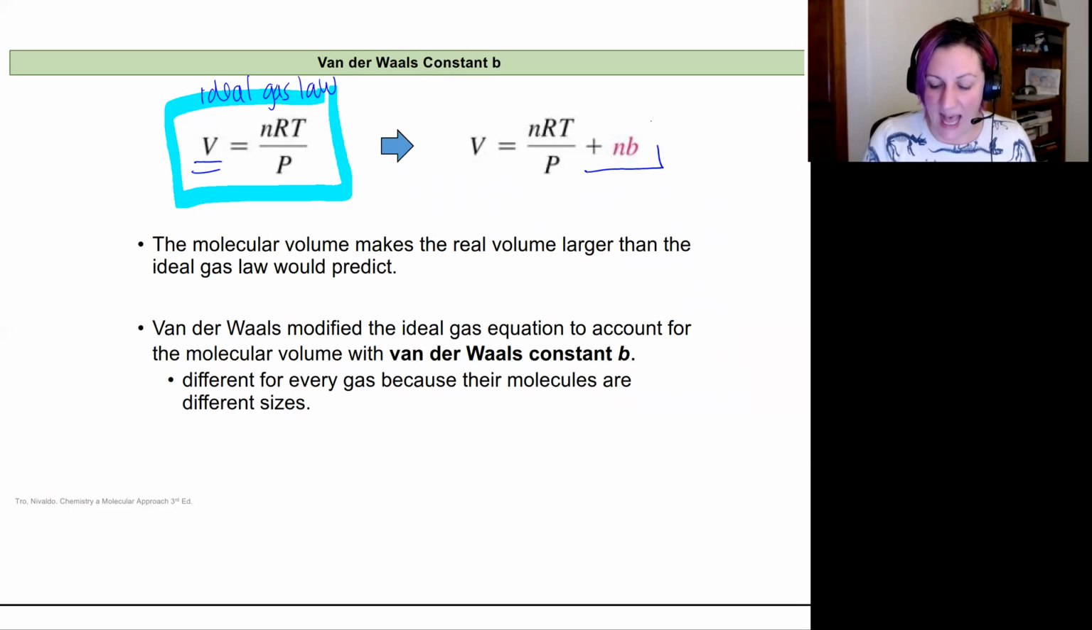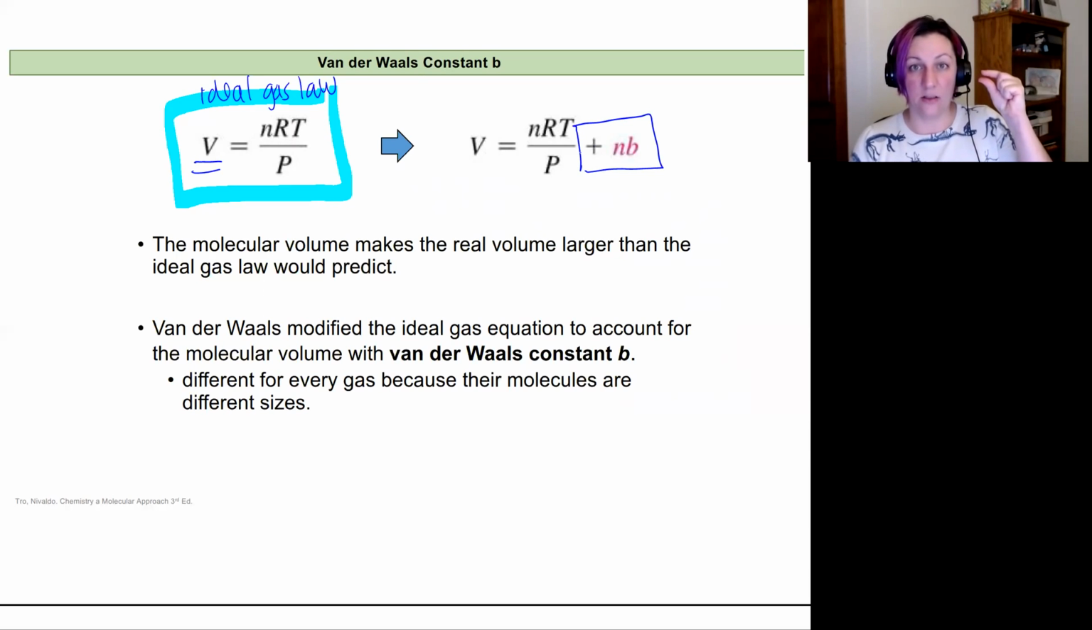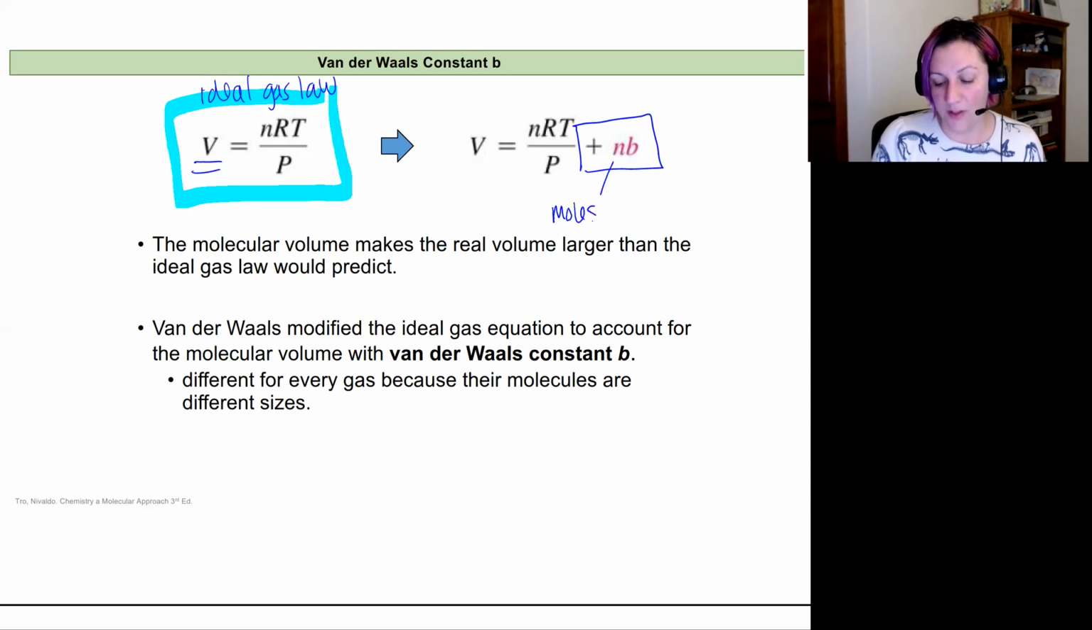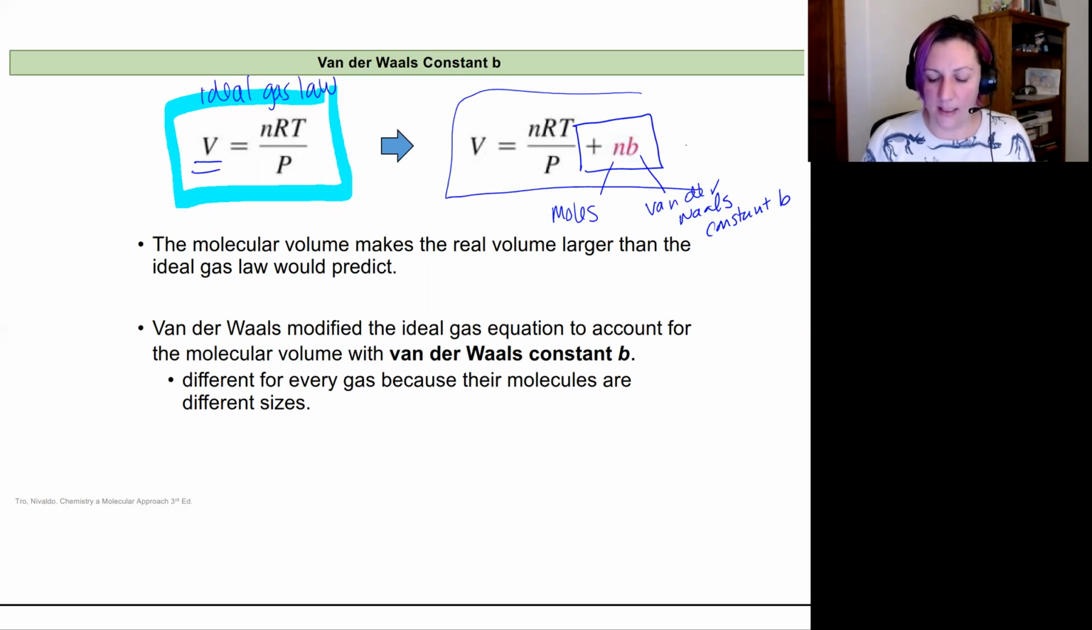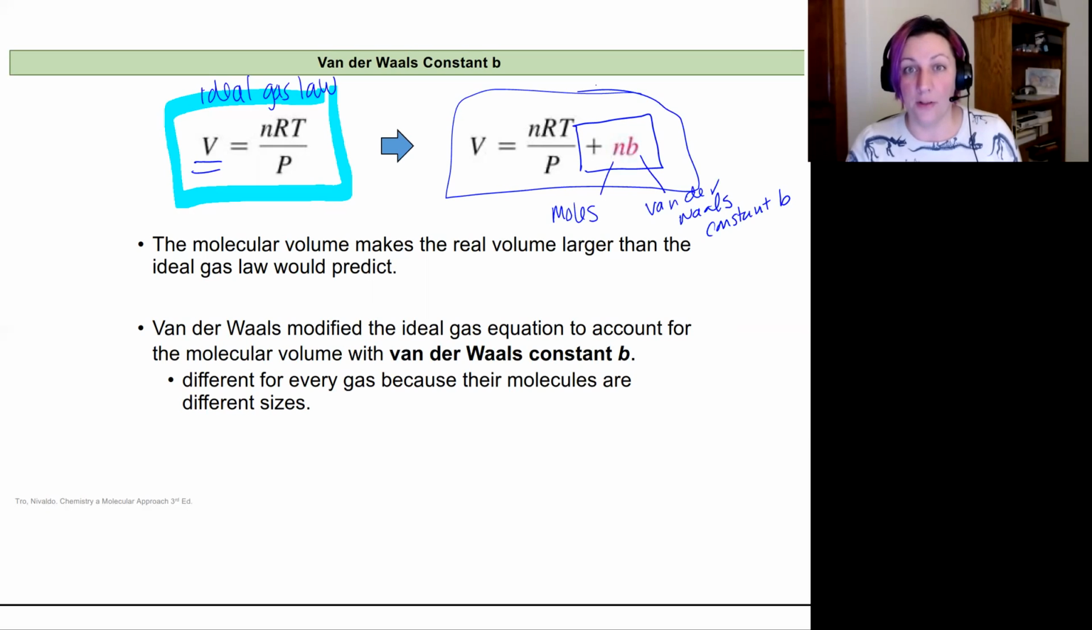So what we're going to do is we're going to add that correction factor for each gas particle. So we're going to multiply it by the number of moles of particles we have. And this is our correction constant. And we call it a van der Waals constant. And it's B. And you would have to look that up. It's not something that you'll calculate. And it'll be different for every single thing. And so now we have an expression that will predict the volume more accurately for a gas that's at these kind of really high pressures by adding that correction factor.